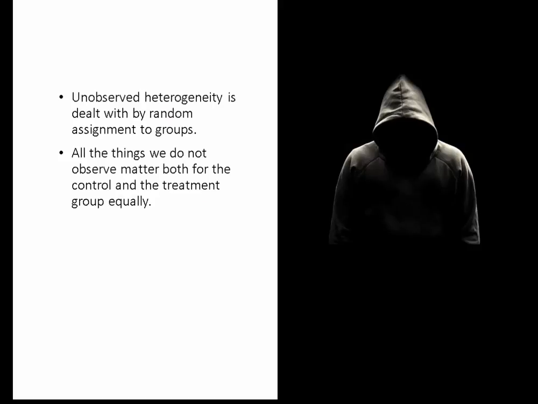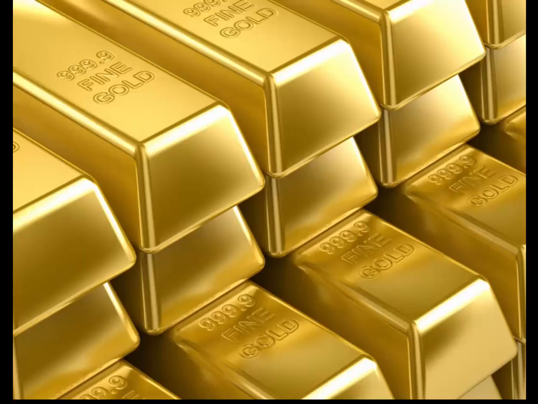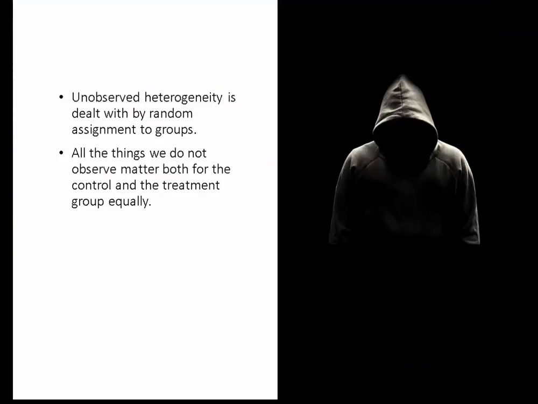And that's why we also talk about experiments as the gold standard, because it really must be due to this manipulation. There's a lot of other things that go on. We call that unobserved heterogeneity. It's basically all stuff that still matters, but you don't have the data on it. But the beauty of this design is that it doesn't matter that you don't have the data on it. Why? Because all this stuff that you don't know about should matter equally for both your control group and your treatment group.